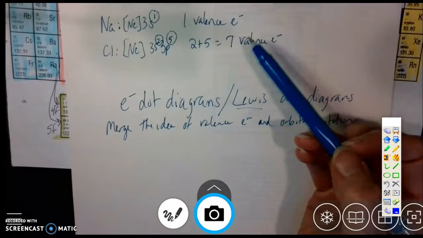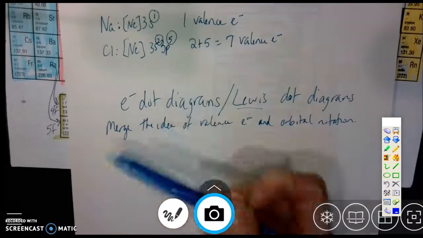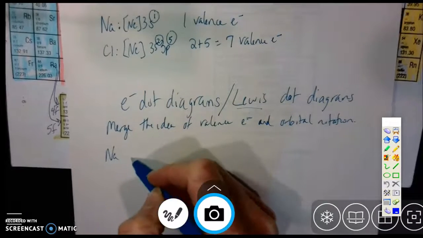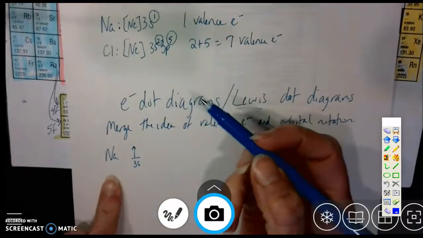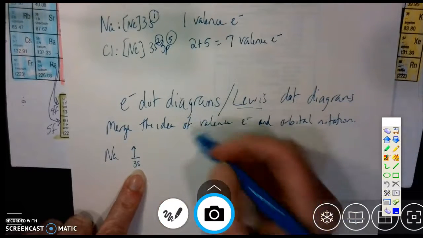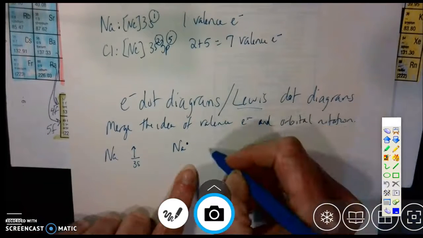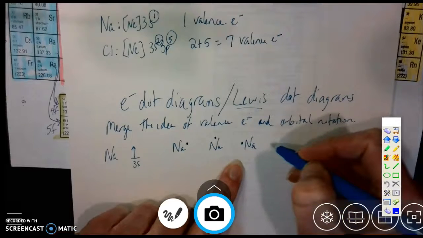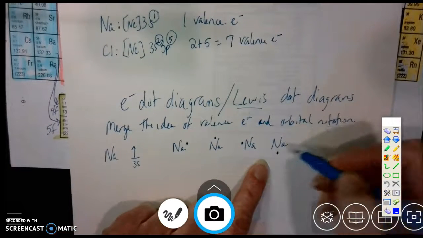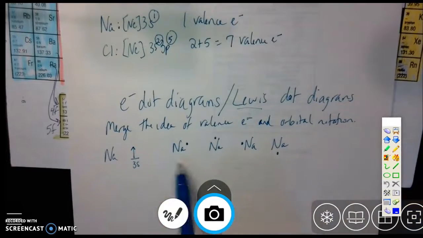So we're going to look at this idea of sodium. If we were doing the short form orbital notation for sodium, we would just have one arrow. So on its dot diagram, it's going to have one dot. And it really doesn't matter where you put that dot. So all of these would be equivalent dot diagrams.